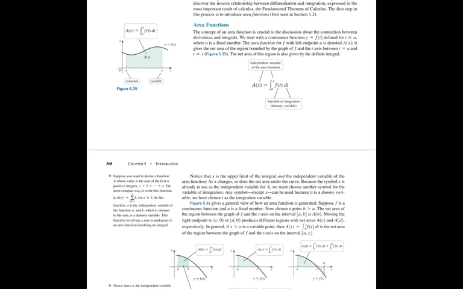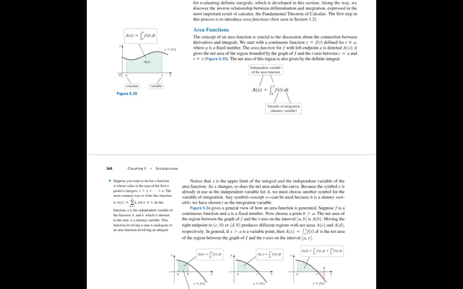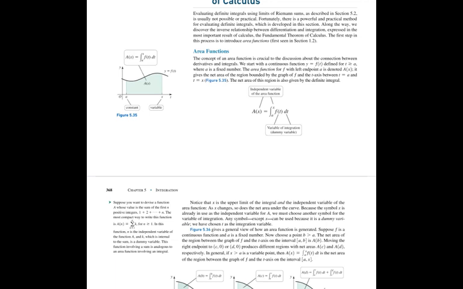Because the symbol x is already used as the independent variable for A, we need to choose another symbol for the variable of integration. Any symbol except x can be used because it's a dummy variable. We have chosen t as the integration variable. Because the area function changes as x changes, we needed another variable when we look at the integral. So if we integrate from a to x, we write f of t dt, where t is just our variable of integration.